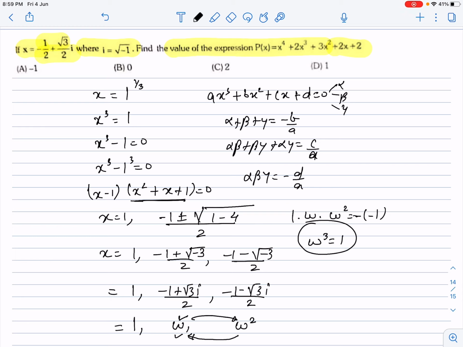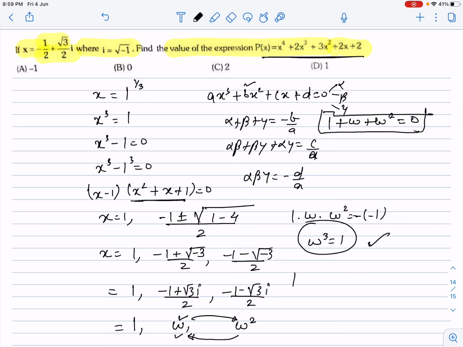That is a very important observation, my dear students. Please make efficient use of this observation as well as this observation. 1 plus omega plus omega square, my dear students, will be minus b by a. B is equal to what, my dear students? b is equal to 0. So 0 it will be becoming. These two identities will be used to solve this polynomial written over here.